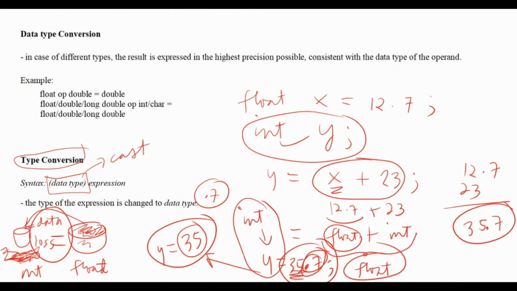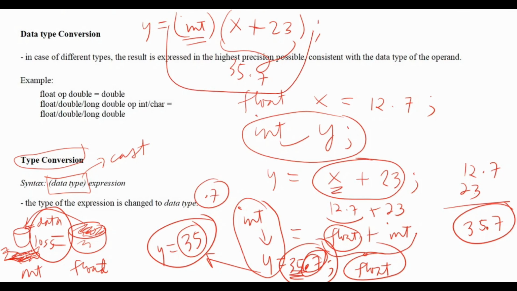One way to convert this right side into integer is to put a cast. So you could write it this way: y gets int, and then you have x plus 23. If that is written that way, the whole value of this, which is 35.7, will be converted to integer type because we have a cast there. So the expression on the right side will become 35 first before it is assigned to y.